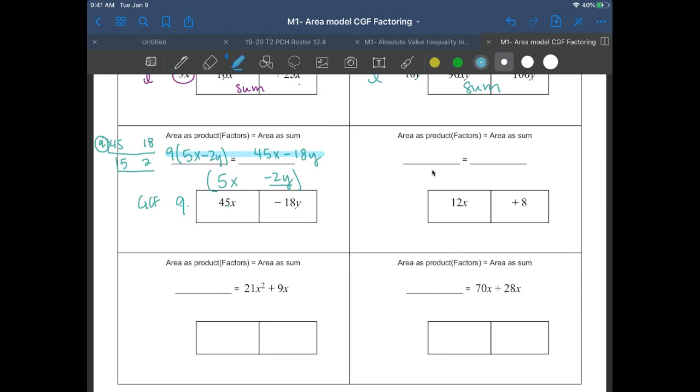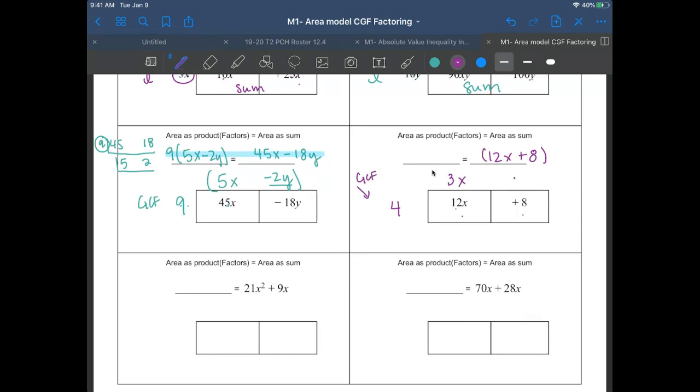Okay, so next one, we're going to go ahead and start with 12x plus 8. And then, what is our greatest common factor between 12x and 8? The highest number we can divide out of both of those is 4. And then can I divide out any variables? No. So my GCF, I'm dividing 4 out of both 12x and 8. So 12x divided by 4 would give me 3x, and 8 divided by 4 is 2.